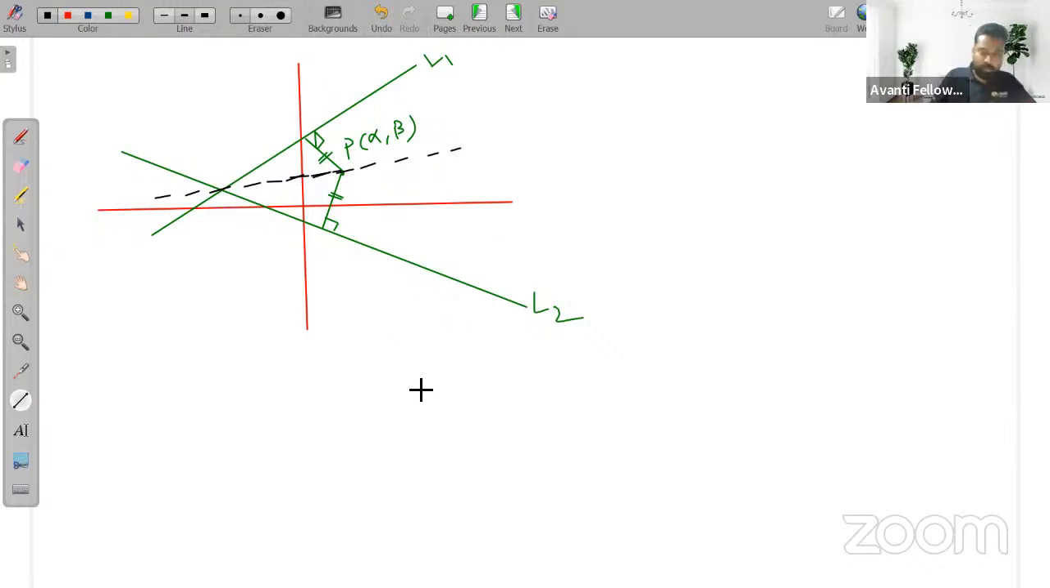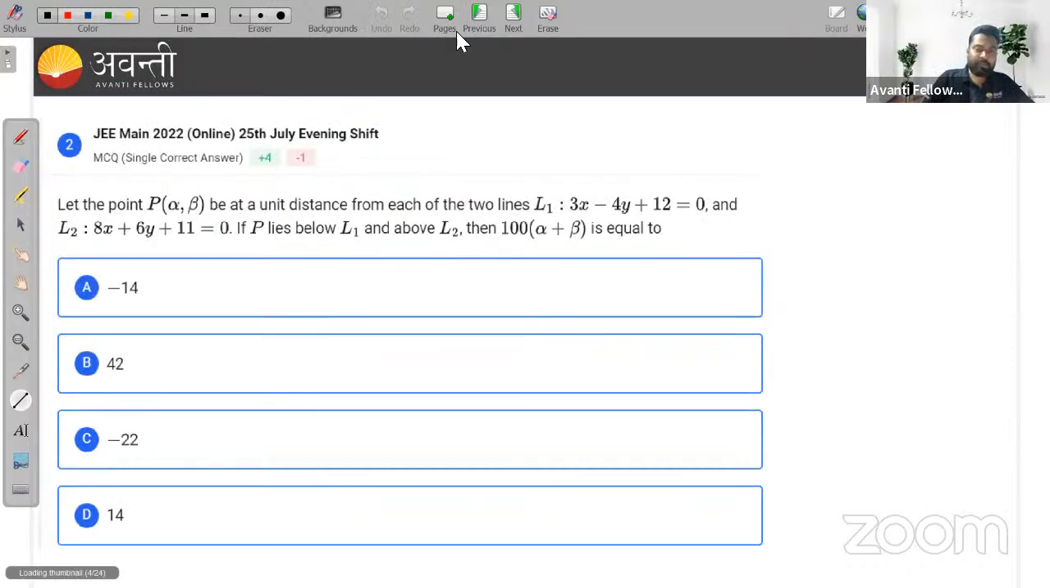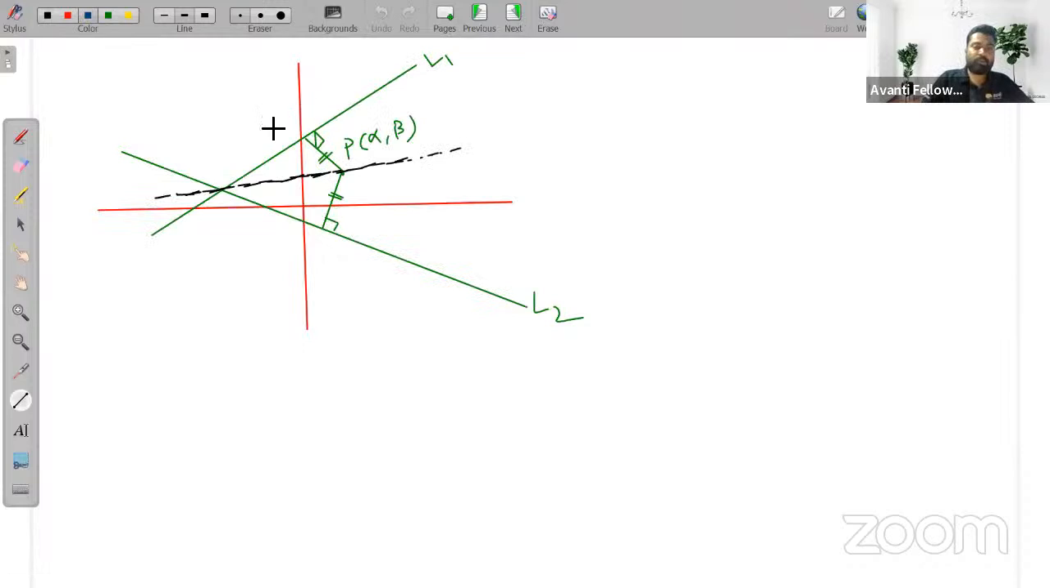Okay, guys. If this is the equation of the angle bisector, the equation of L1 is 3x minus 4y plus 12 is equal to 0.